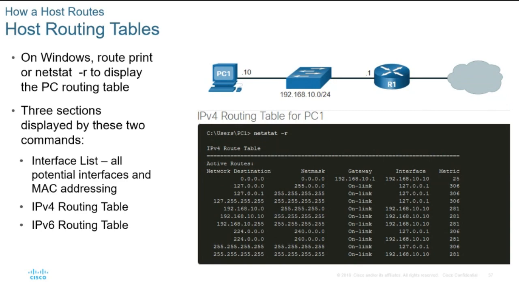The interface list, which shows all potential interfaces and MAC addressing, and the IPv4 routing table or the IPv6 routing table. So, this is what we see in the routing table on the host, PC1, on Windows.